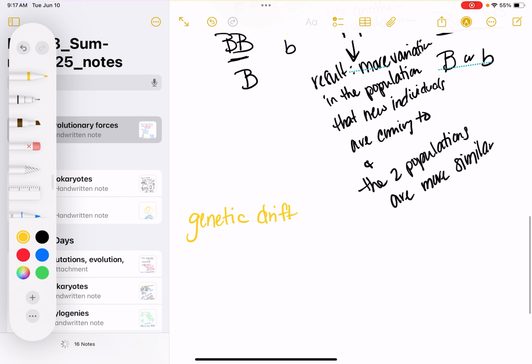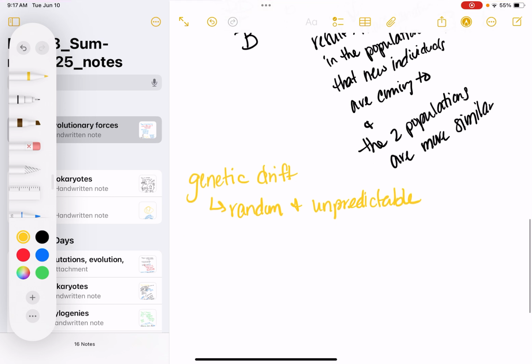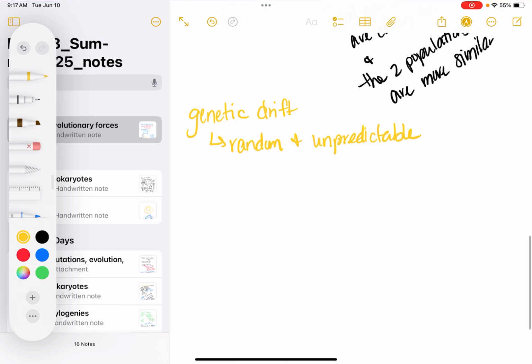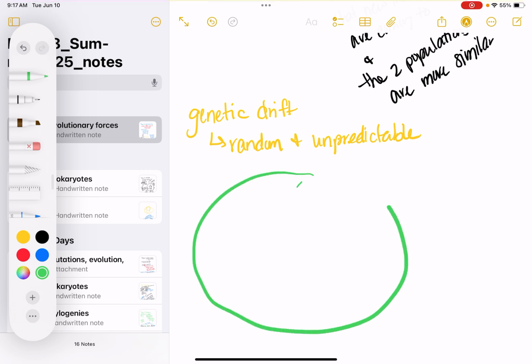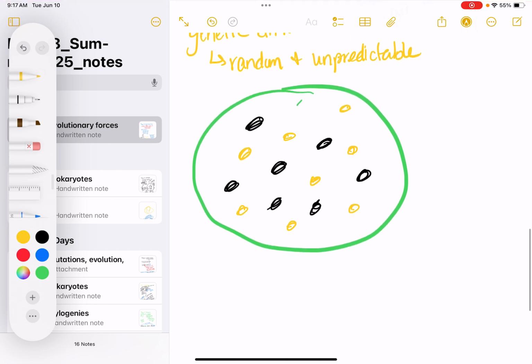So remember that genetic drift is random and unpredictable. I want you all to think about this population where maybe we have the variation there to start with. So we've got our black individuals. Maybe we have, I'm just going to do yellow just so that it's easier to see, some yellow individuals.